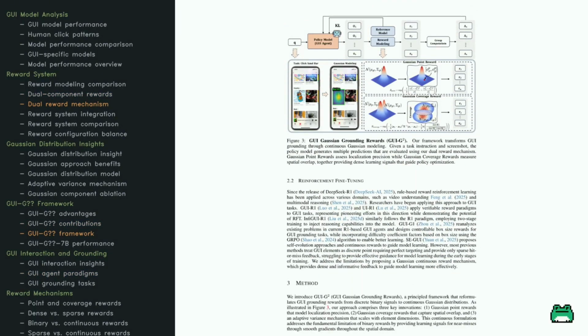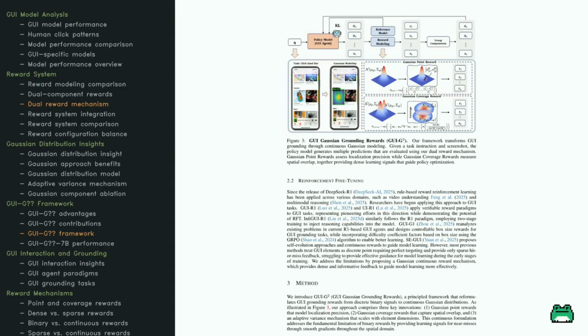Now let's explore Figure 3. This visual breaks down how the GUI-G squared framework works. Imagine you've got a task and a screenshot. The policy model, acting as the GUI agent, generates multiple predictions. These predictions are then evaluated using a dual reward mechanism.